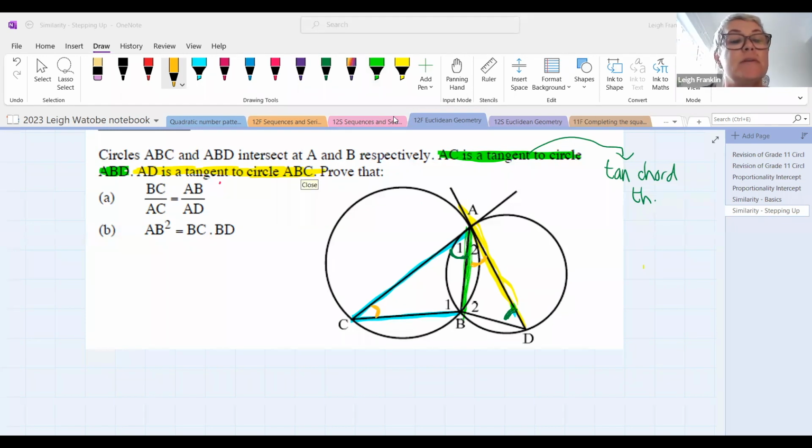Yes. Good. I'm sorry, I'm just looking at the chat. Very nice. Well done. All right, so now I'm going to rub out these lines and leave the equal angles that we have managed to find.